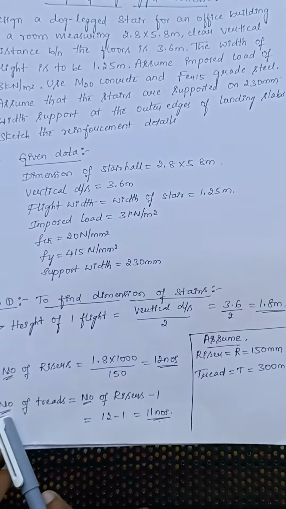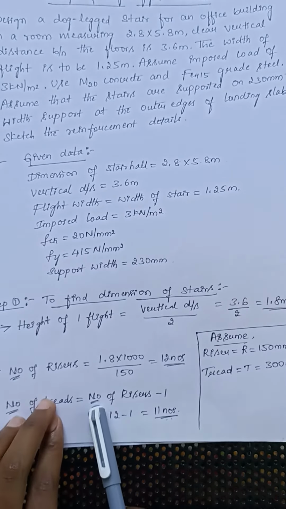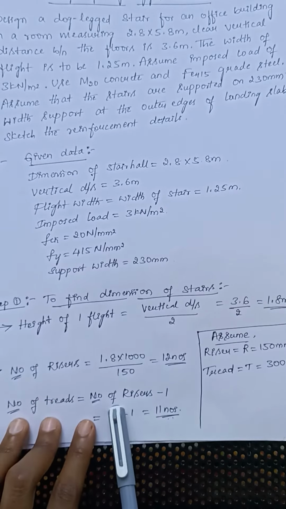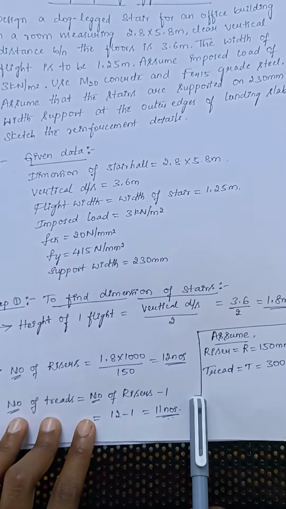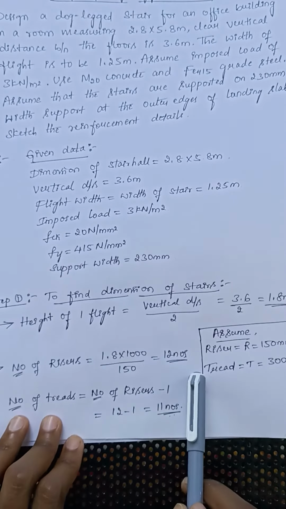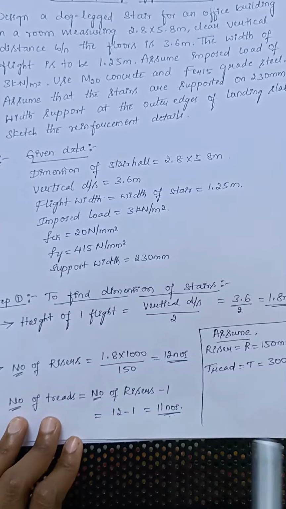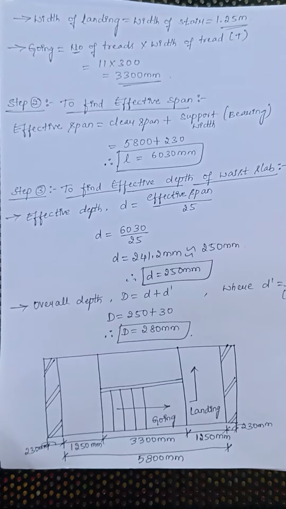Now let us find the number of treads. The formula for the number of treads is the number of risers minus 1. The number of treads will always be 1 less than the number of risers. Here we got the number of risers as 12, and that minus 1 gives you 11 numbers. So that completes the step, that is the number of treads.